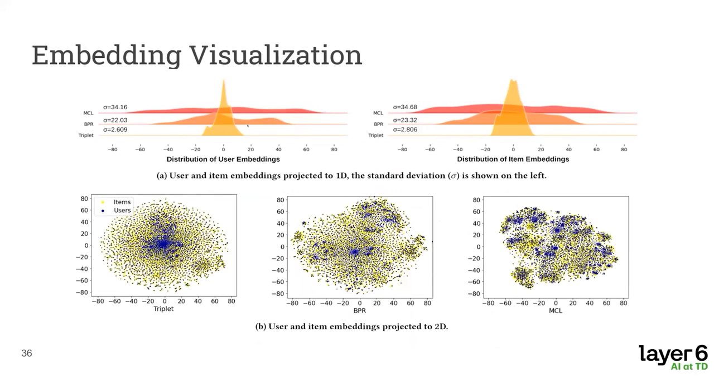To understand why our model can have significant performance increase, we visualize the user and item embeddings in one-dimensional and two-dimensional space using t-SNE, along with the embeddings from BPR and triplet loss. The top two plots are the 1D projections with standard deviation to the left. The bottom three plots are the 2D projections.